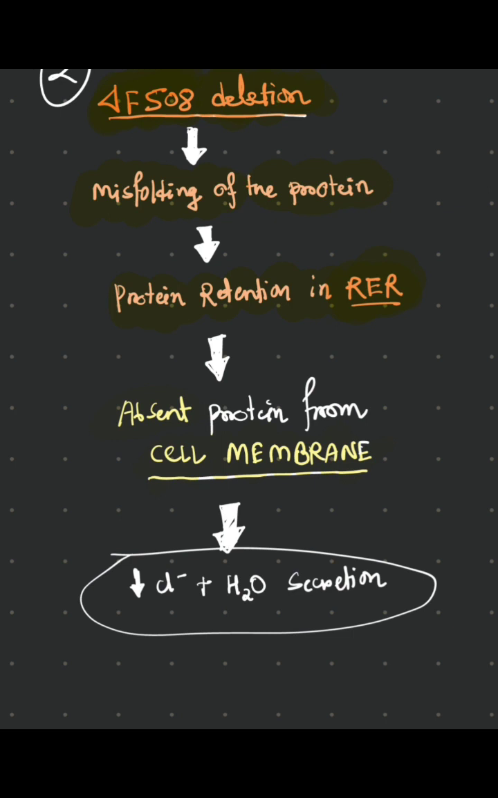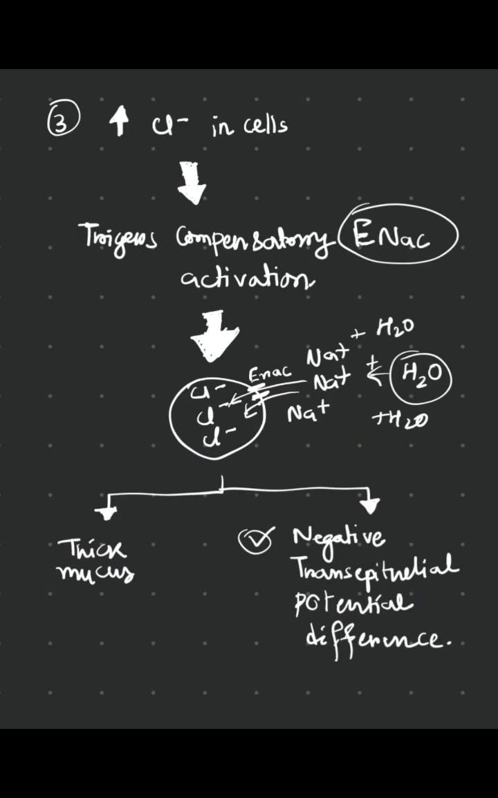This absence of protein from the cell membrane results in no chloride secretion, because the chloride cannot get out of the cell as the channel is absent. This results in decreased chloride and water secretion from the epithelial cells. Now that the chloride ions cannot get out of the cell, they will accumulate inside the cell. Inside the cell, these chloride ions will trigger a compensatory mechanism by activating the epithelial sodium channels, or ENaC.